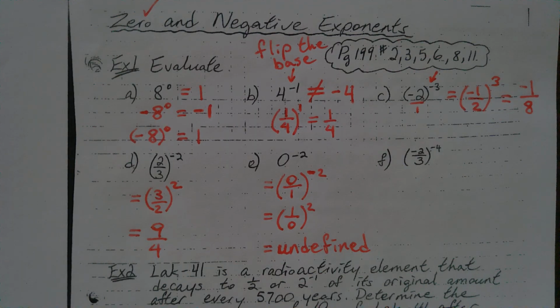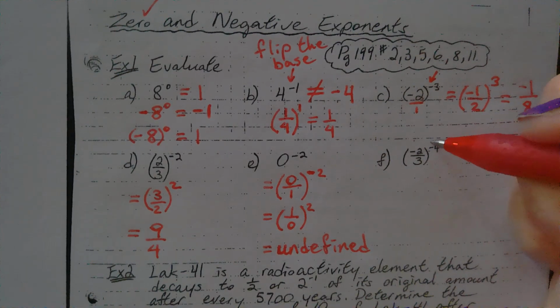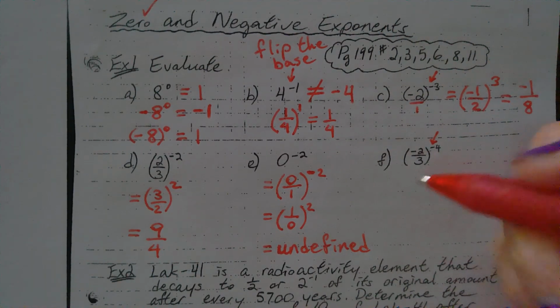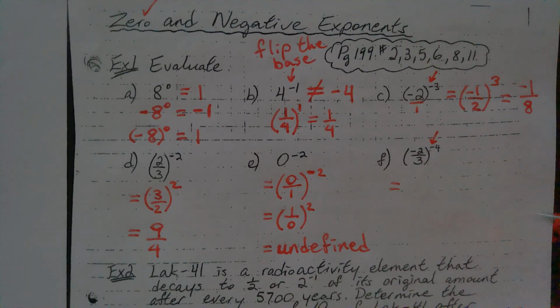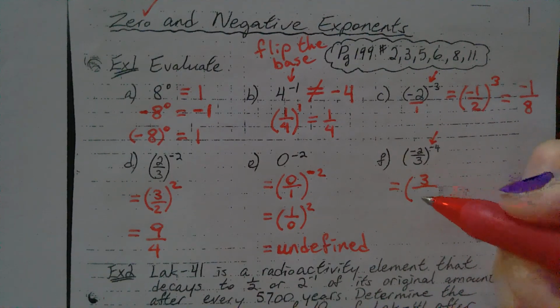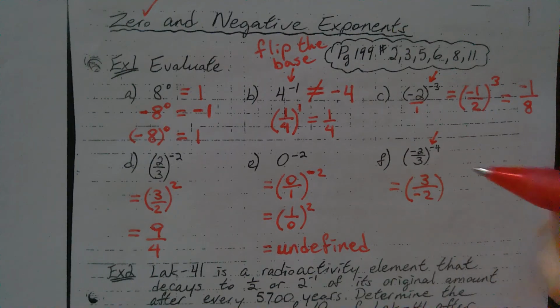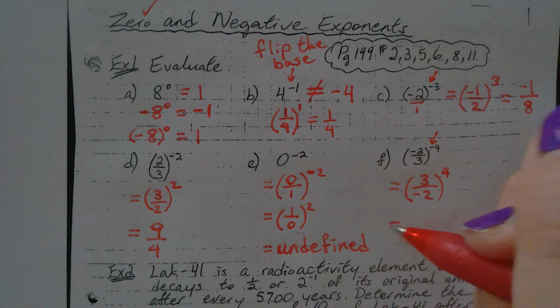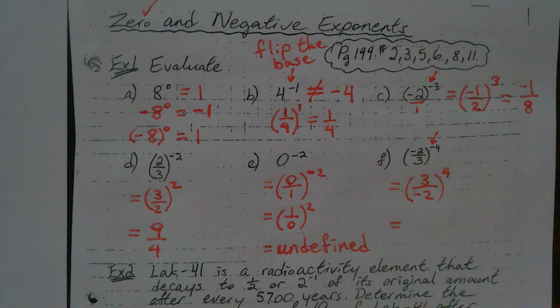Let's see, who should I pick on? Max, I'm picking on you. Okay. Try this last one with me. I have a negative exponent, so what is this? Yep, doesn't matter. Sure. And then my exponent is now 4. Good. All right. 3 to the power of 4.